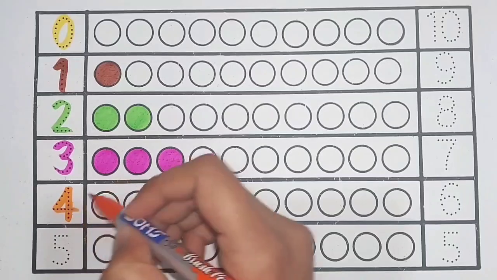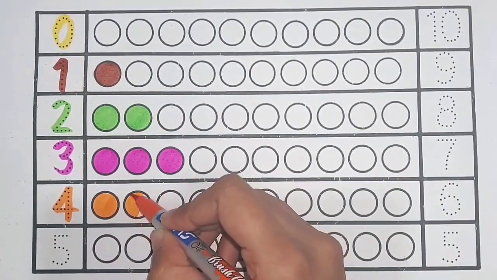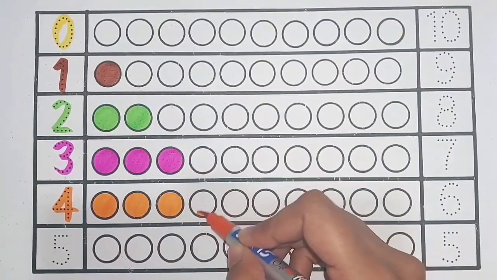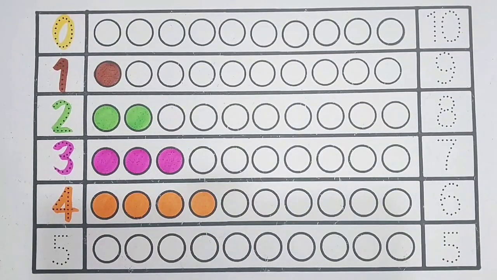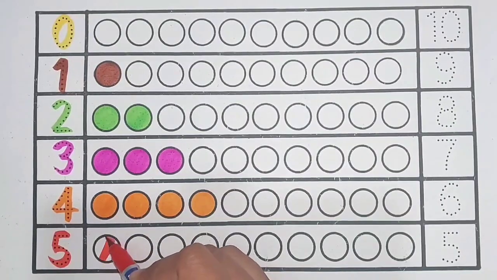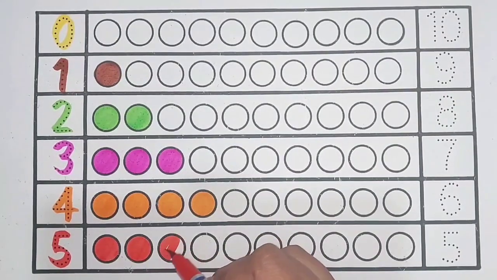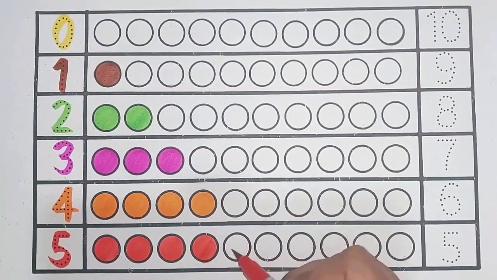Orange color 4, 1, 2, 3, 4, 4 circles. Red color 5, 1, 2, 3, 4, 5, 5 circles.